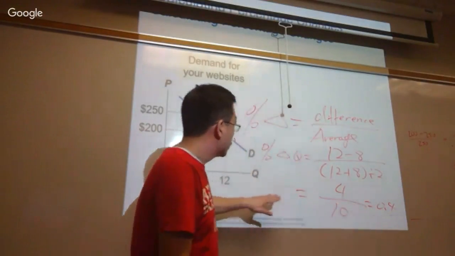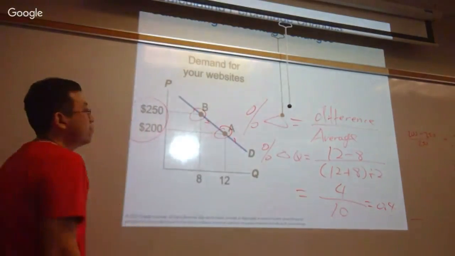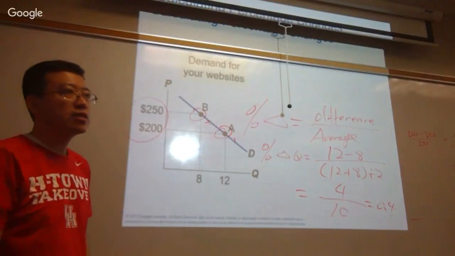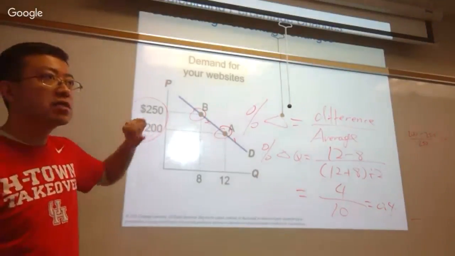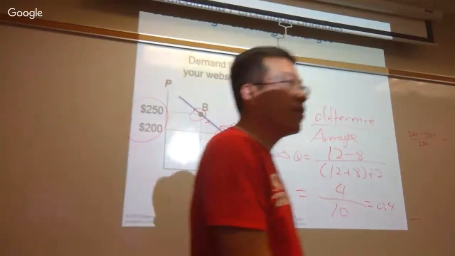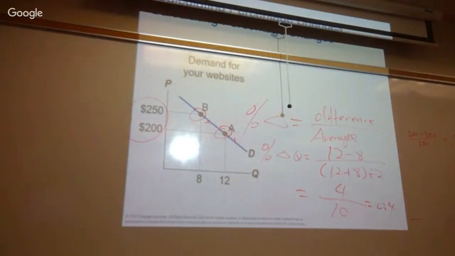Now, guys, do the same thing for price. Find out what is our percentage change in price. So between these two numbers here, first find the difference, and then divide it by the average. That's what I do. Okay.